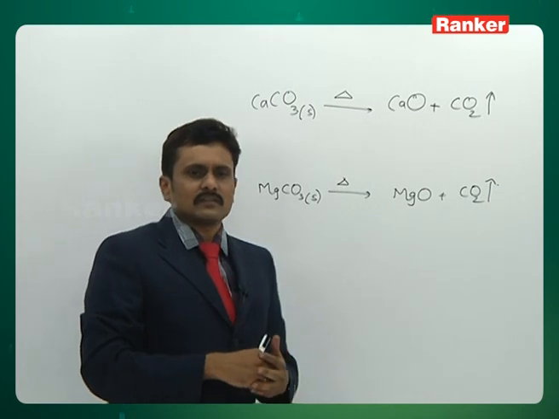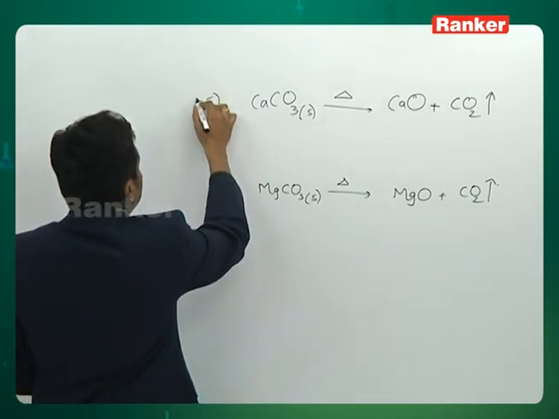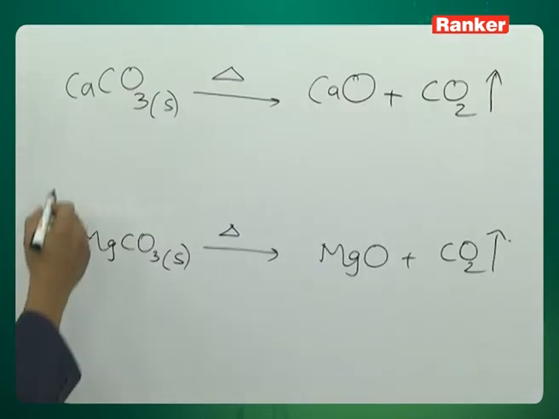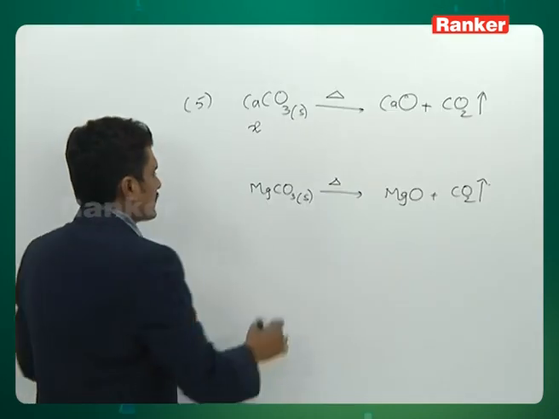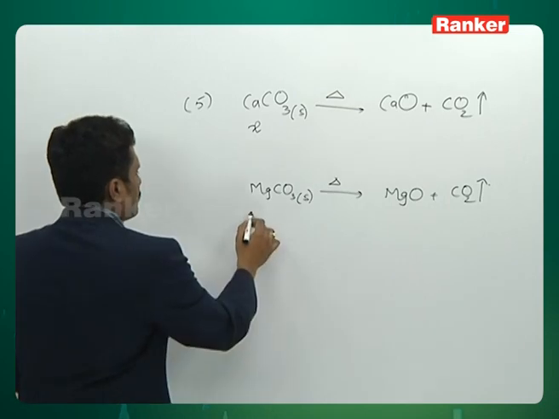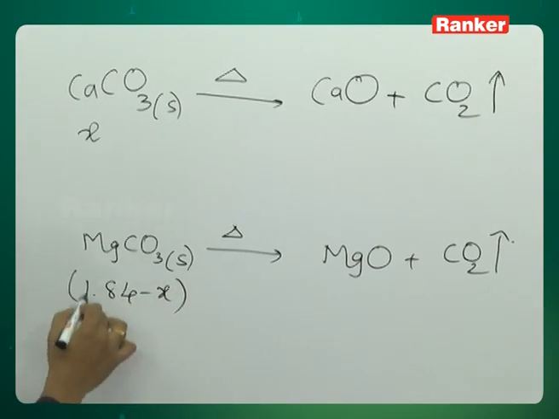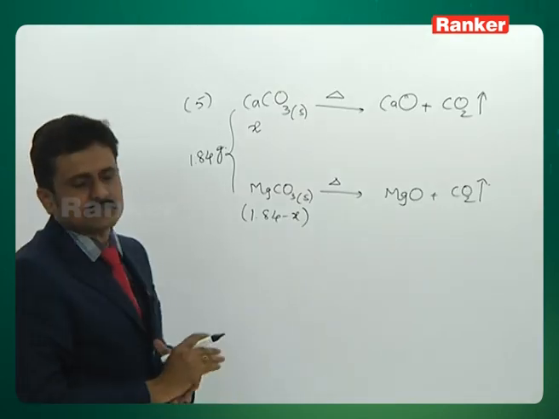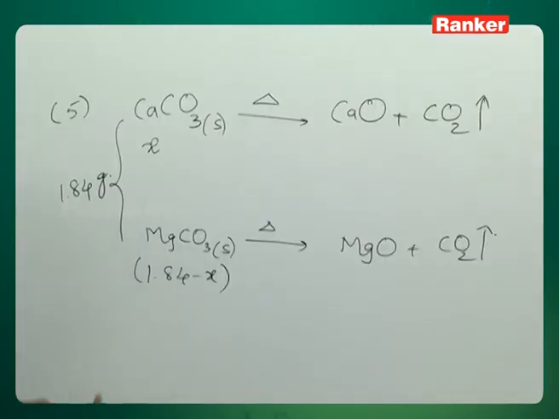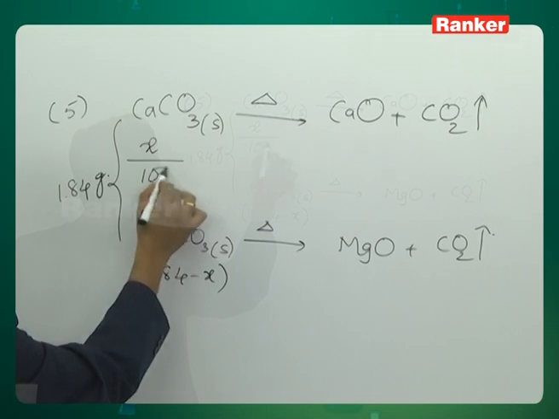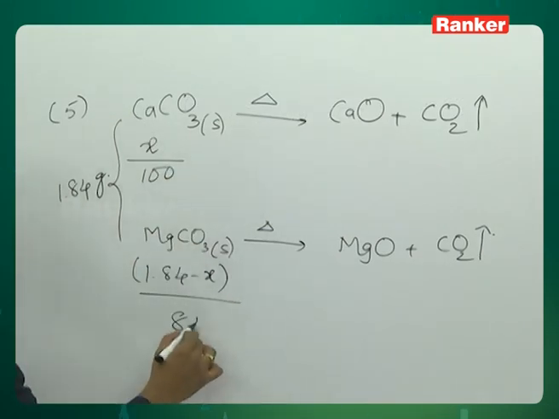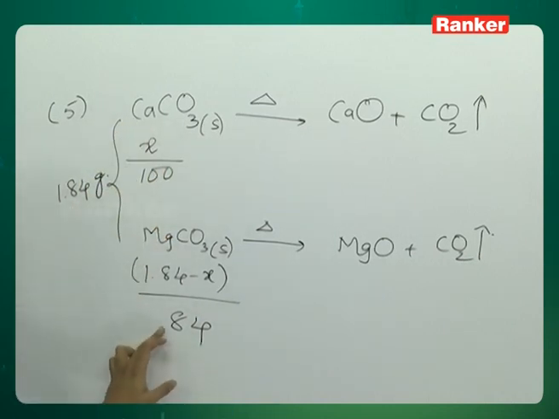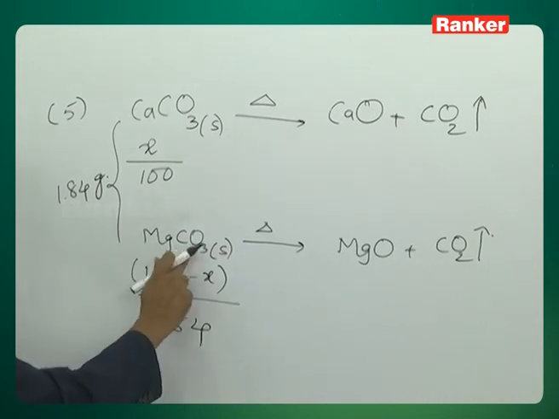oxides. Now in such a case, we have to assume the weight of each component in this particular question as X, and the weight of the other will be 1.84 minus X gram, because the total weight of these two is given as 1.84 gram. Hence, after finding out the initial weights, you have to convert this into gram moles by dividing with the molecular weights. You know that the molecular weight of CaCO3 is 100 and the molecular weight of magnesium carbonate is 84, that is 24 plus 60.